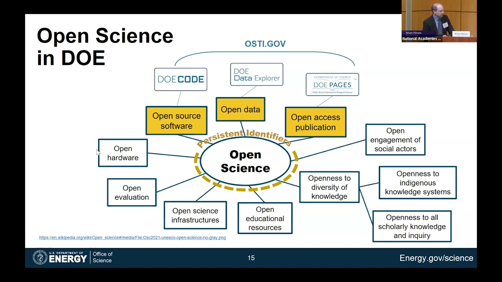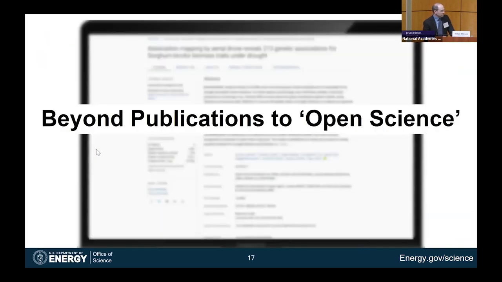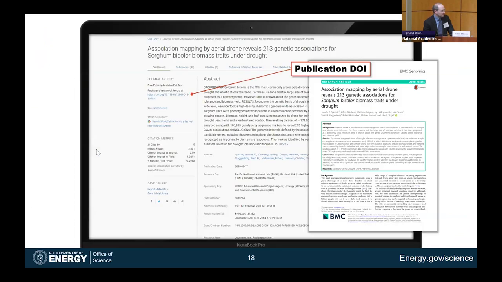Around that, I've drawn this dotted line of persistent identifiers, and Miriam mentioned that. That's really the connective tissue for getting access across all these diverse research objects. And so the memo itself called for PIDs for research outputs, for researchers themselves, and for R&D awards. So our plan will be covering all three of those pieces. Now, I just want to show visually, and I'll finish up very quickly here, and many of you are seeing this in the tools that you use, how PIDs can help you bounce across the research landscape.